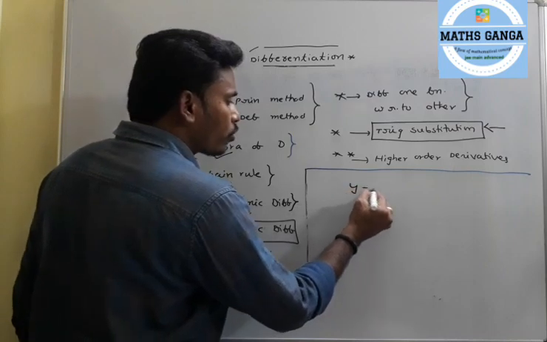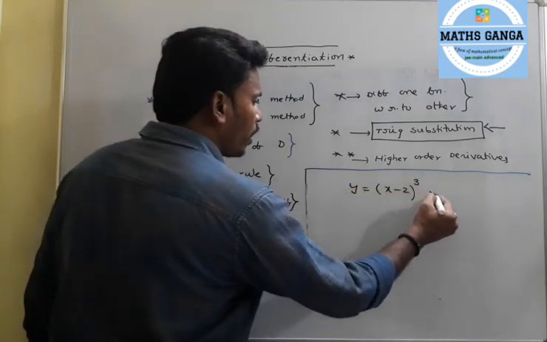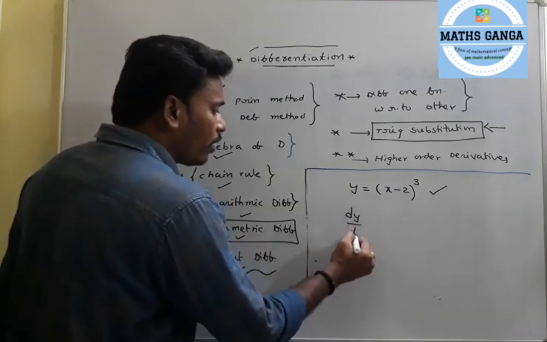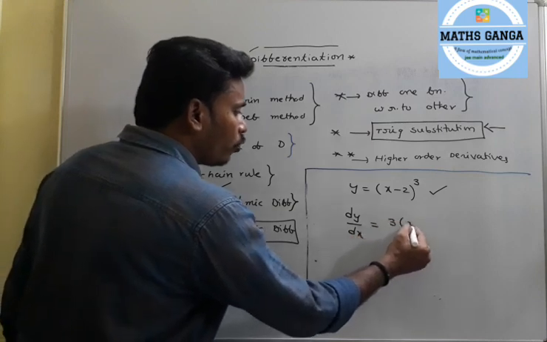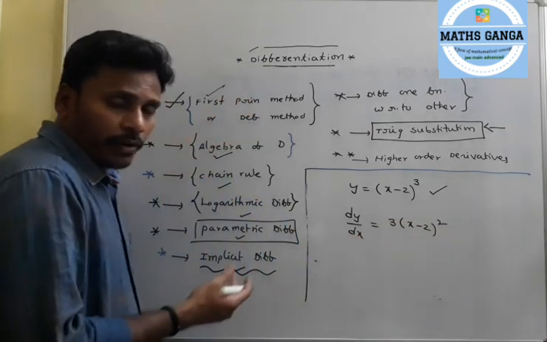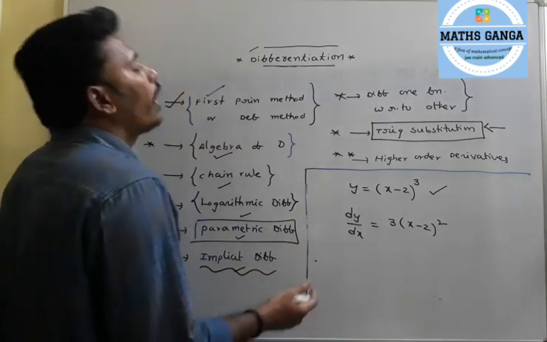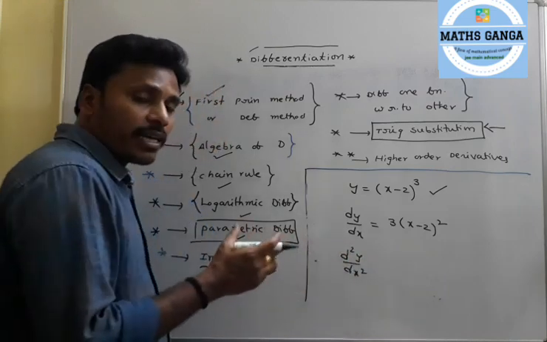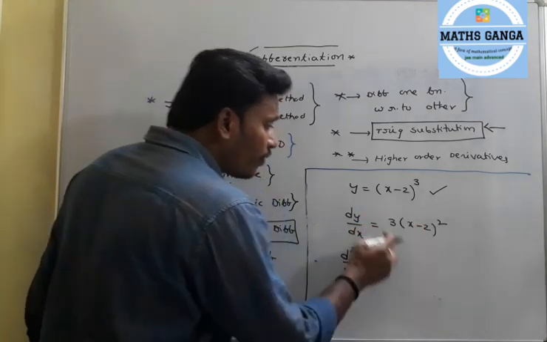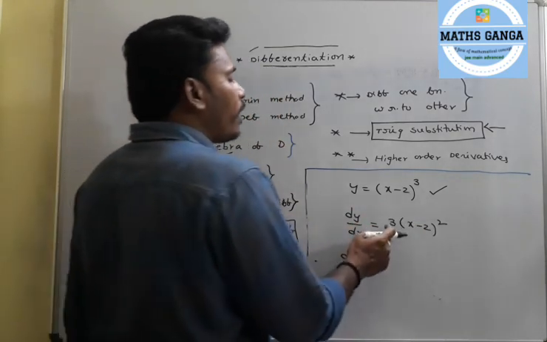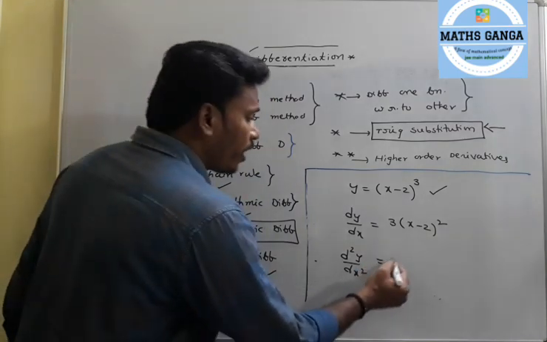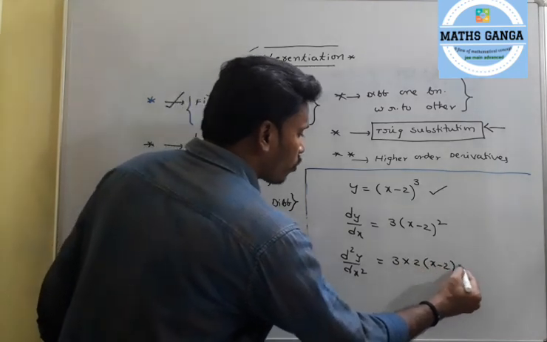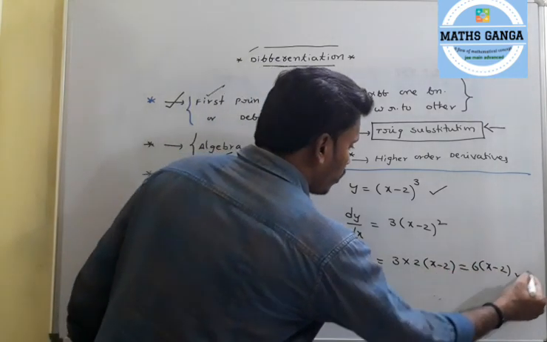So y is equal to, say, x minus 2 whole cube. That is the function. The first order derivative, or first derivative, which is dy by dx, is 3 into x minus 2 whole square. Is it clear? For x minus 2 whole cube, the derivative is 3 into x minus 2 whole square. Coming to the second order derivative, d square y by dx square, we need the derivative of this dy by dx once again with respect to x. Dy by dx is 3 into x minus 2 whole square. Differentiate it once again with respect to x and you get 3 into 2 times x minus 2, which is 6 times x minus 2.